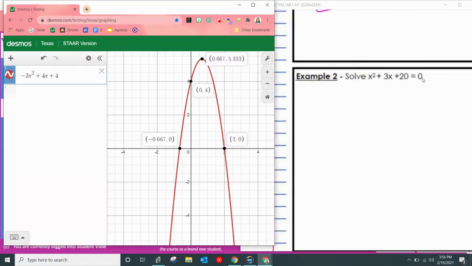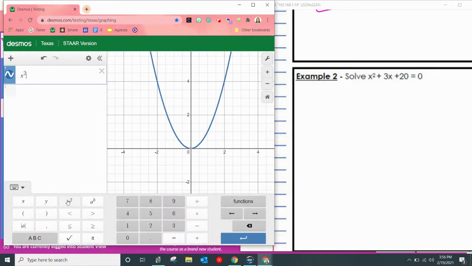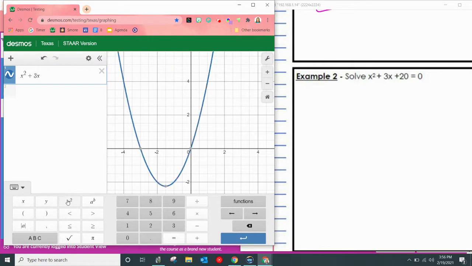Okay, so let's look at example 2 over here in our notes. Okay, look, this one is equal to 0. Boom, right there. So good, I can just come over here now to Desmos, and I'm just going to graph it. So x, remember it's down here. If you can't remember how to type it on the keyboard. X squared plus 3x plus 20. I cannot put the equal to 0 part. I have to leave it like this.